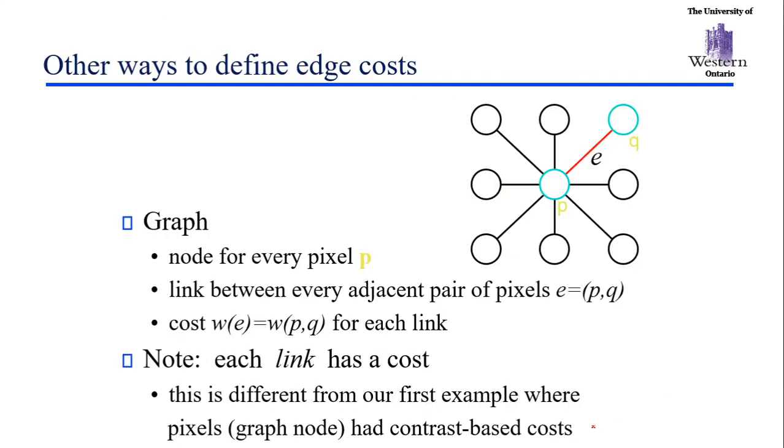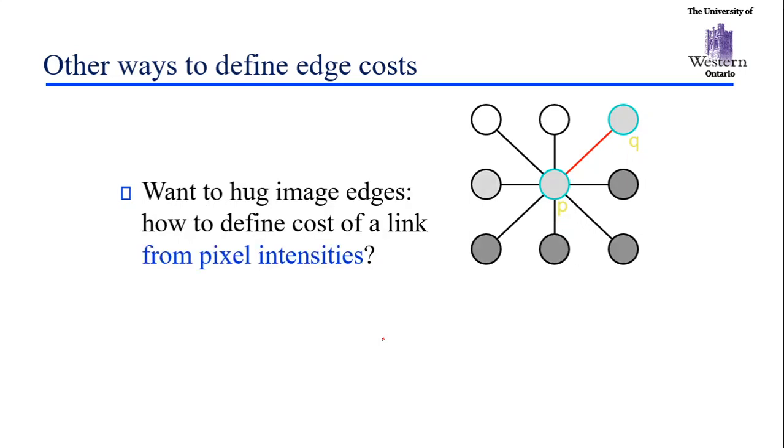Okay, now let's define this. So now you can see we have a node P for every pixel, and a link between every adjacent pixel, E, P, Q. E is an edge and Q is this other adjacent pixel. So we have to define W_E, the cost of that link. Note, each link has a cost. This is different from the first example where each node had a cost.